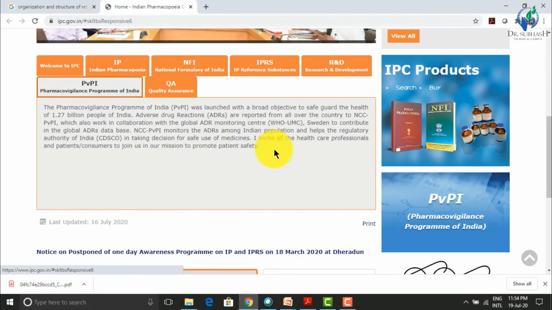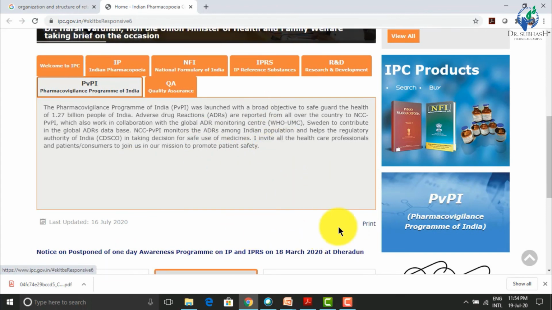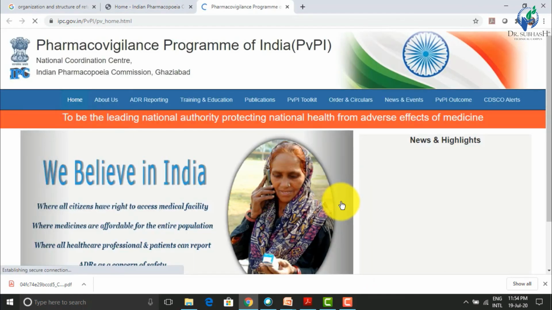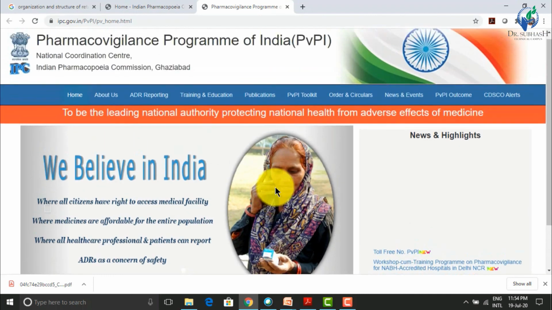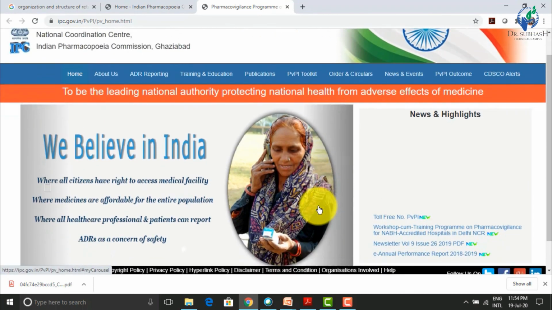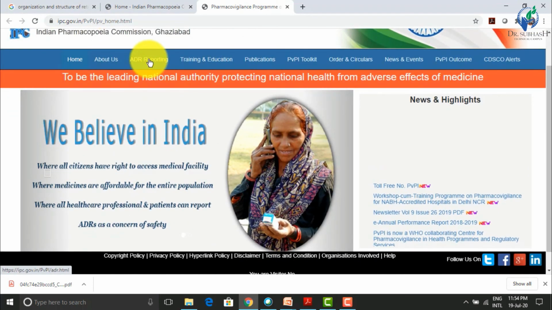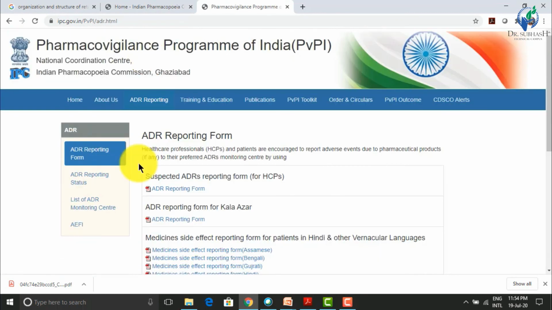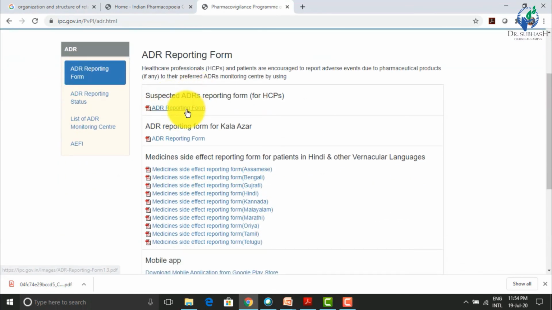Then also we should consider about the website. Another one, that is the PVPI. See, this one is the PVPI website. And the main thing we need to check over here, that is the ADR reporting. See, this one is the ADR reporting. ADR reporting form is there. This one is the ADR reporting form that we have seen.